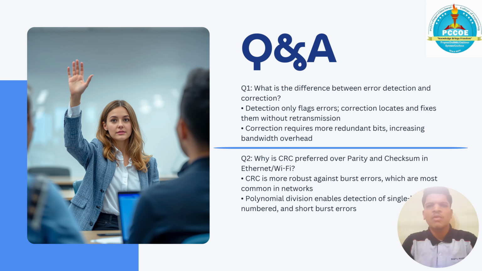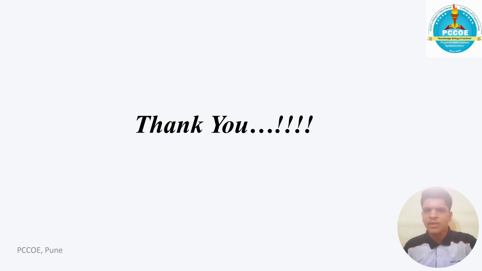Question 2. Why is CRC preferred over parity check and checksum for Ethernet and Wi-Fi networks? Think about it. Because CRC can detect burst errors, which are the most common in real networks. Parity misses even numbers of errors, and checksum can miss patterns where errors cancel out. CRC's polynomial division makes it far more reliable. So that brings me to the end of my presentation.